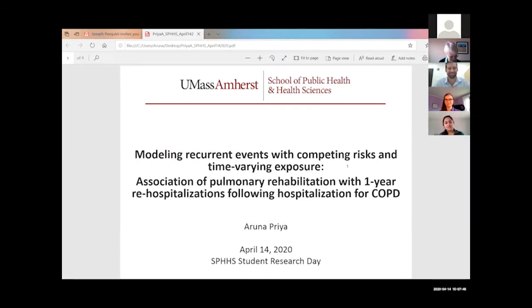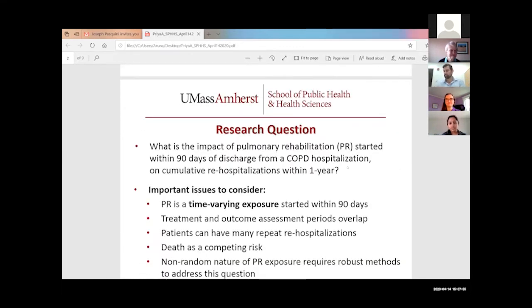So we're going to talk about modeling recurrent events with competing risks and time-varying exposure in observational databases. The research question we were trying to answer is the impact of pulmonary rehabilitation started within 90 days of discharge from a COPD hospitalization and its effect on cumulative rehospitalizations within 1 year.